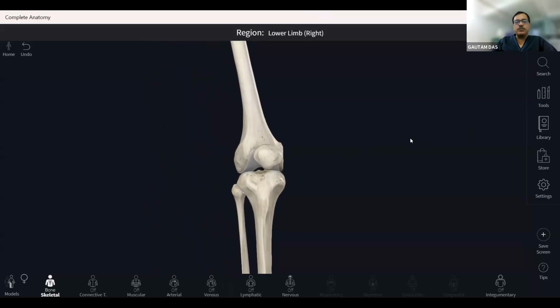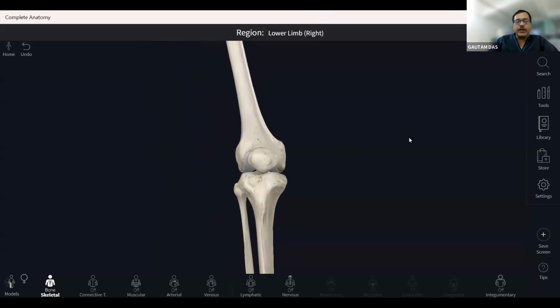So this is our knee. So basically 3 bones. You all know that. Femur from above, tibia from below, and in front is your patella. So now I'll be adding the other structures.